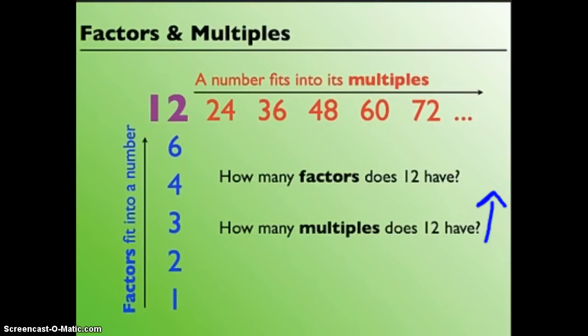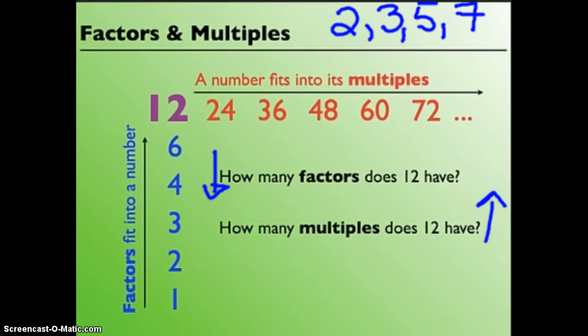Factors fit into the number. So that is going down. When we talk about factoring, we're talking about what numbers make up 12. In this case, we're always looking for prime factors first. When we're looking at primes, always check 2, 3, 5, and 7. Many people forget to check 7. I think it's just because he's odd, but always remember to check 7.